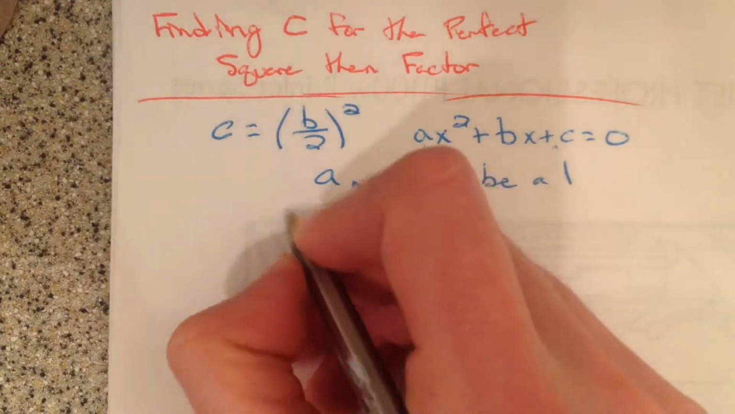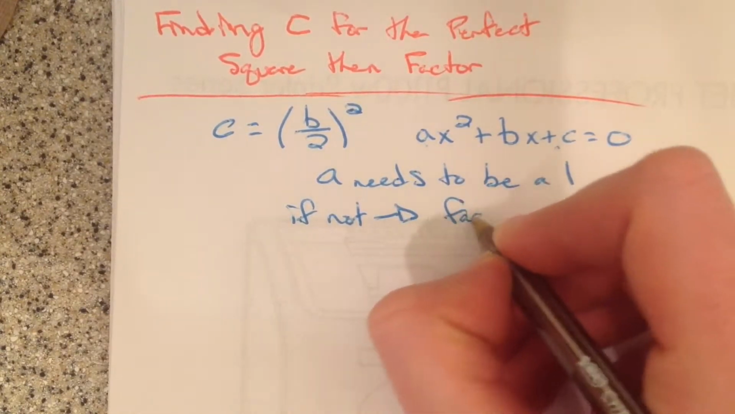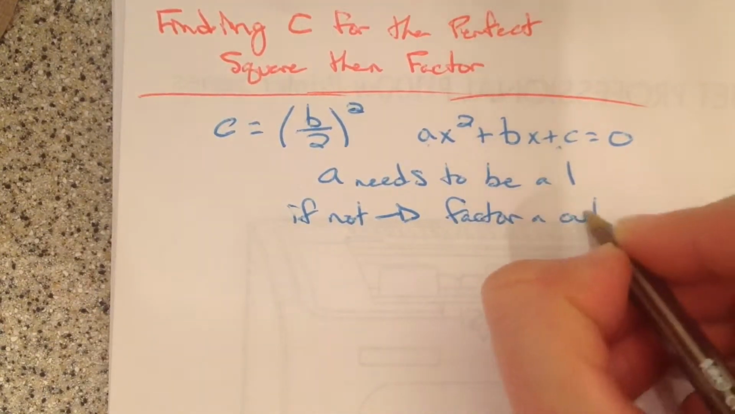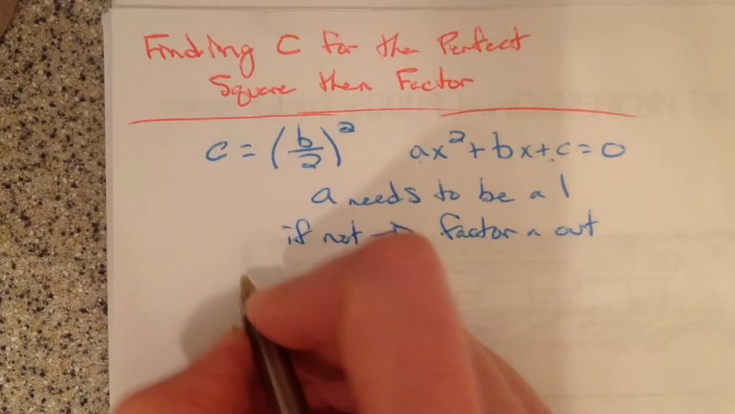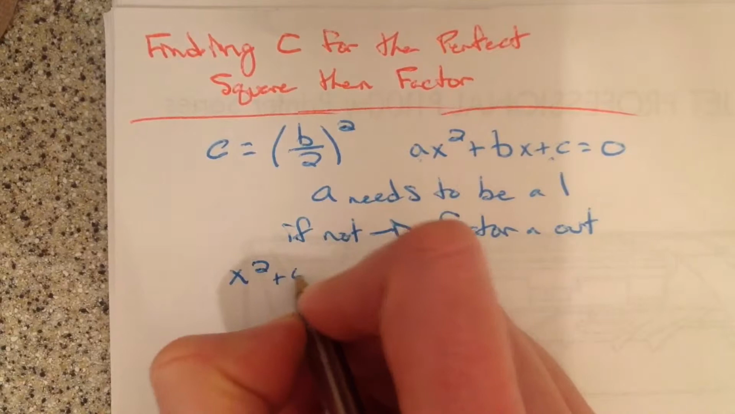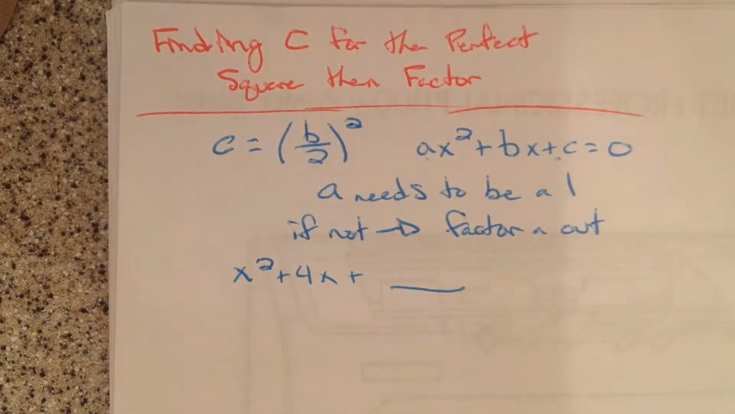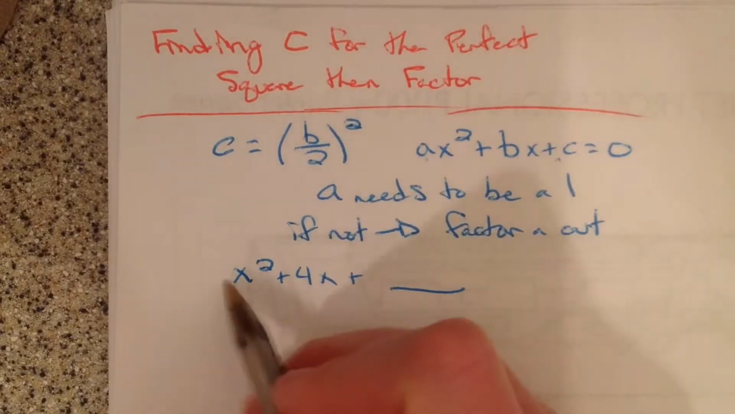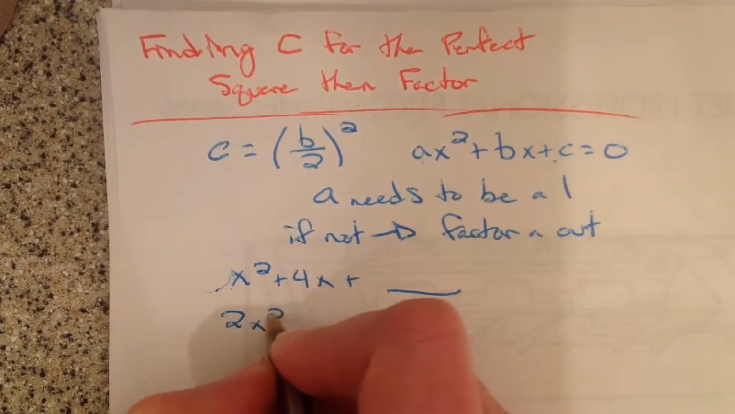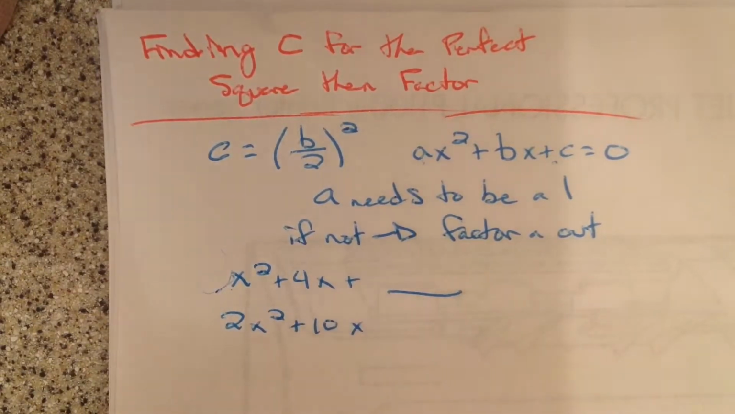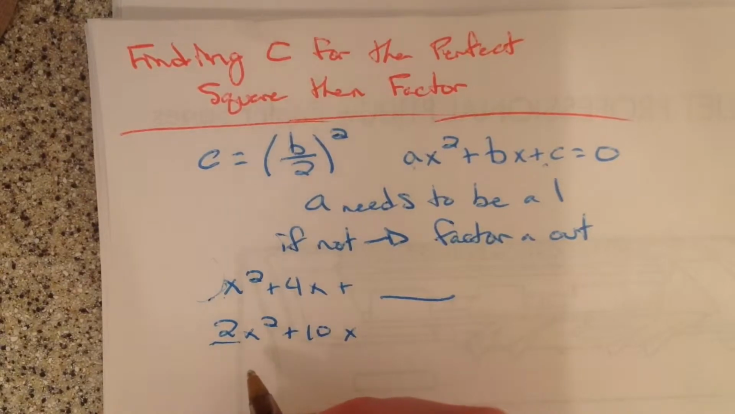If it is not, then factor a out. So what this means, I'm going to show you an example of this. If I was given, for example, x squared plus 4x, I could automatically go about finding my third term for c to make it a perfect square because this is already a 1. But if instead I was given 2x squared plus 10x, I can't go about finding c yet. This first term needs to be a 1.